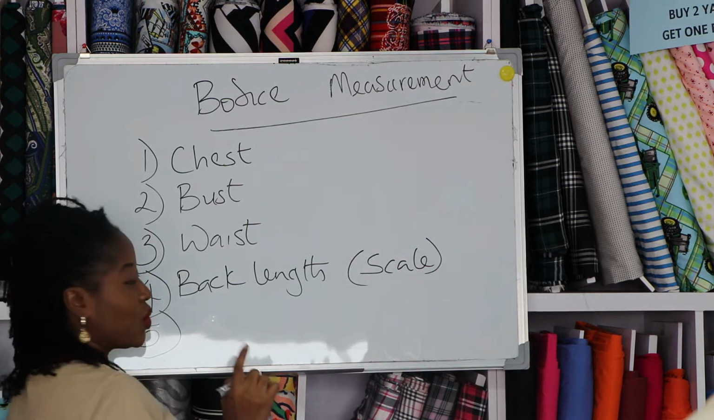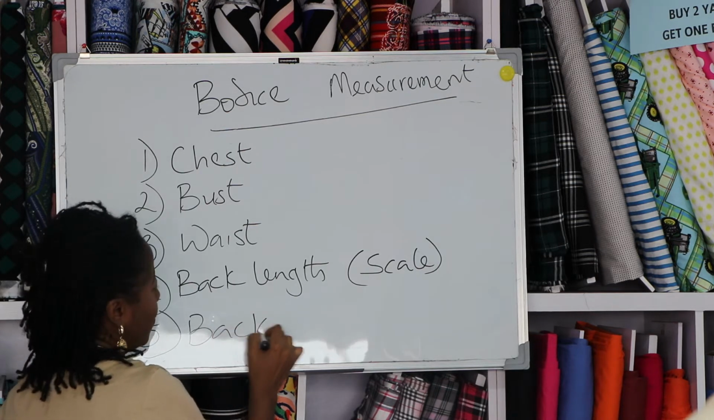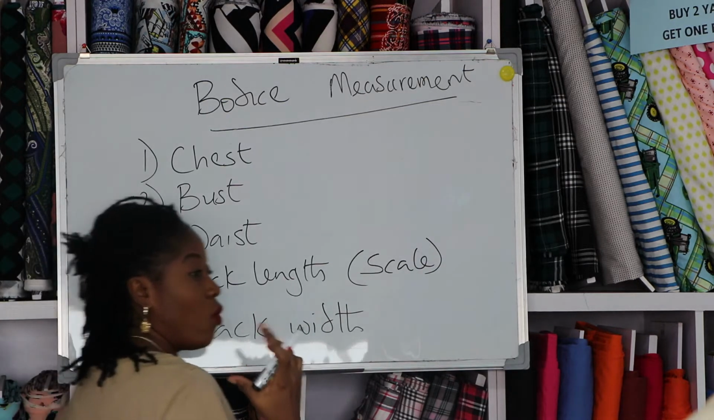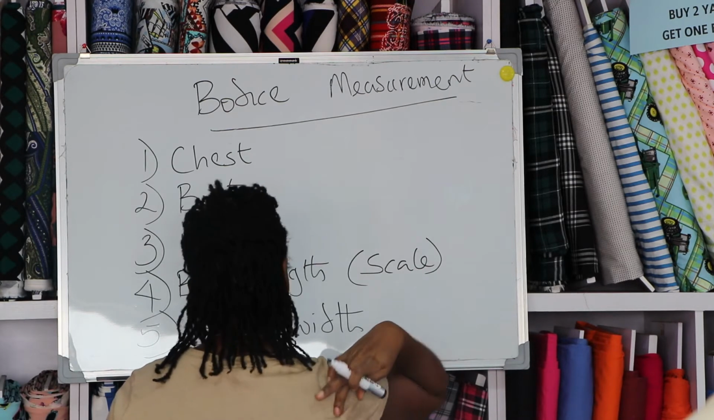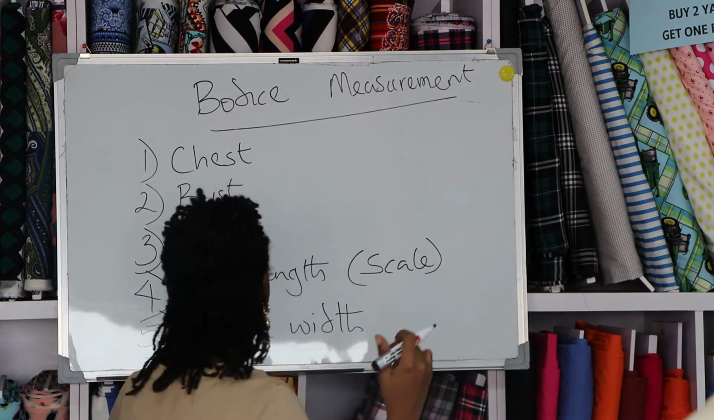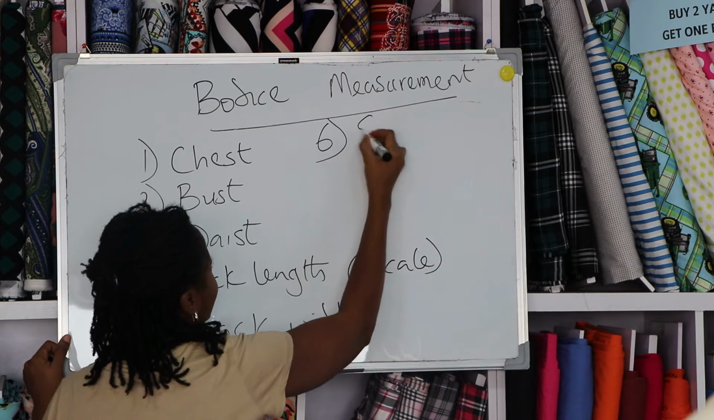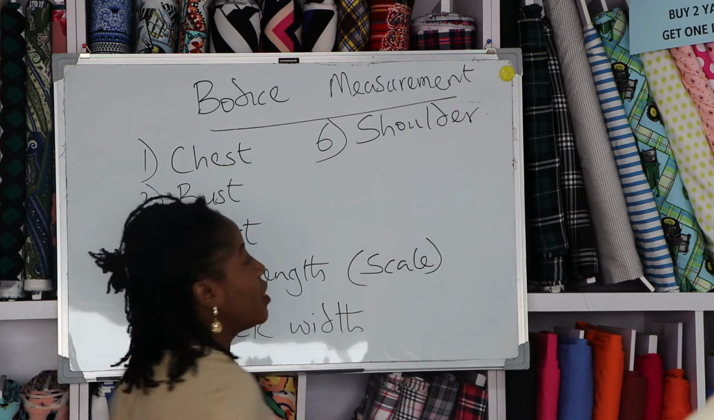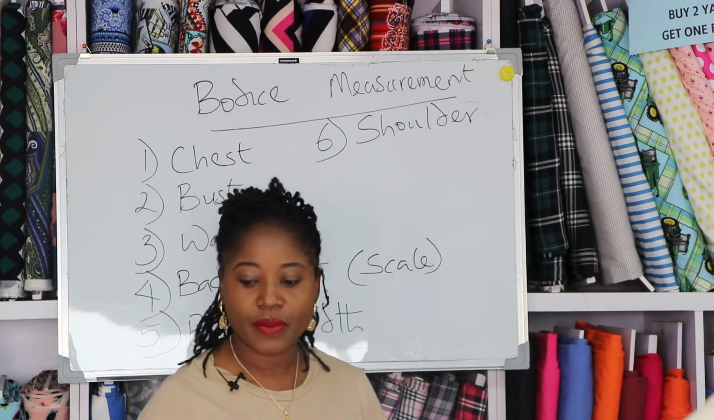The 5th measurement we're taking is our back width. That's from one side of the end of the shoulder to the other side of the shoulder. I'll be taking it on my mannequin so you understand it better. And then the last measurement we're taking is our shoulder measurement. So now let's get to the mannequin and I'll show you how to do it.